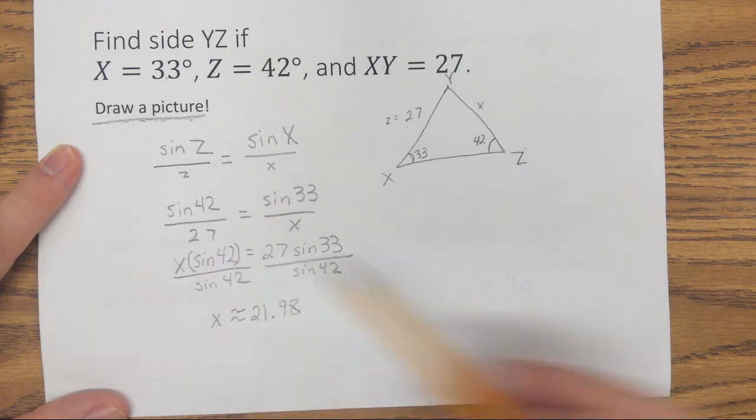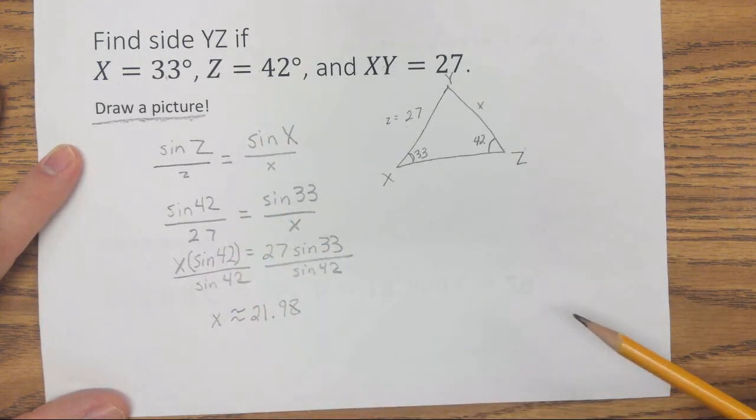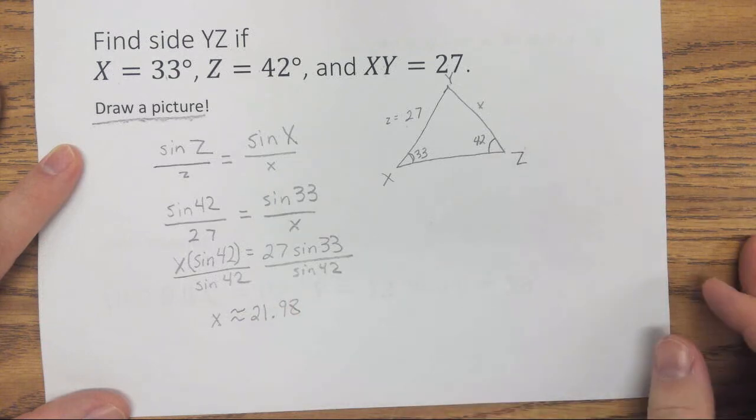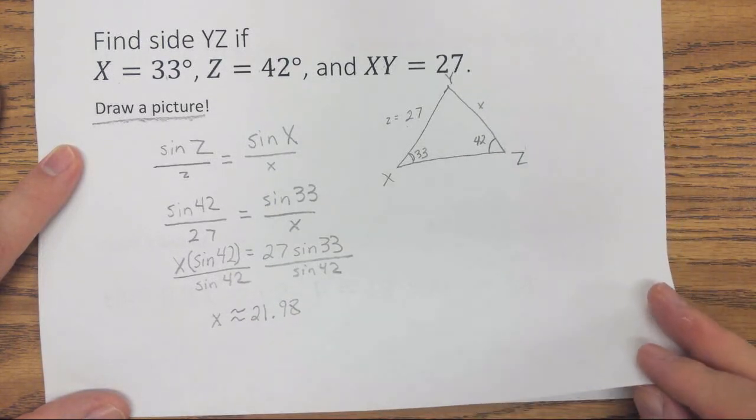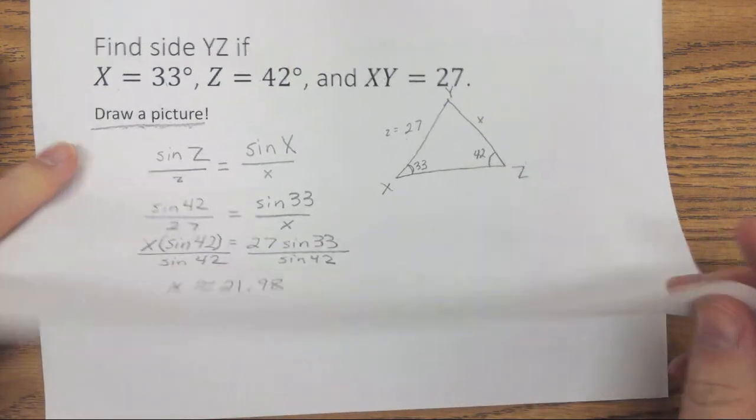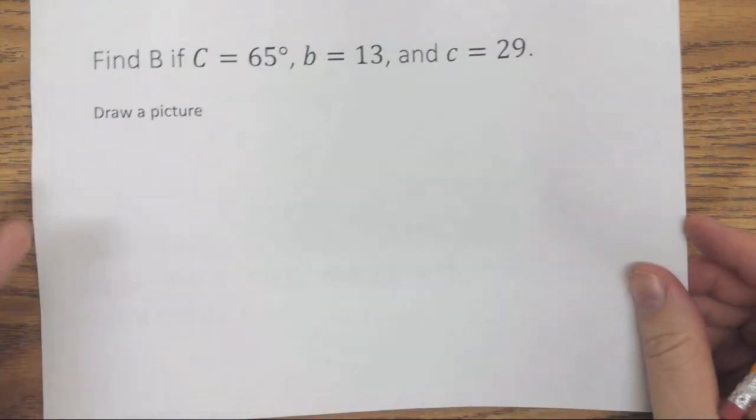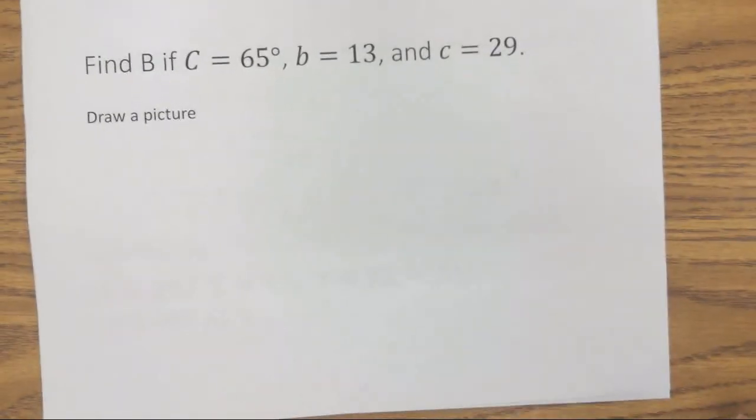It's just a proportion. Plug in your numbers that you know and solve the proportion. It doesn't get much easier than that. But in case we're still confused, let's do another example.